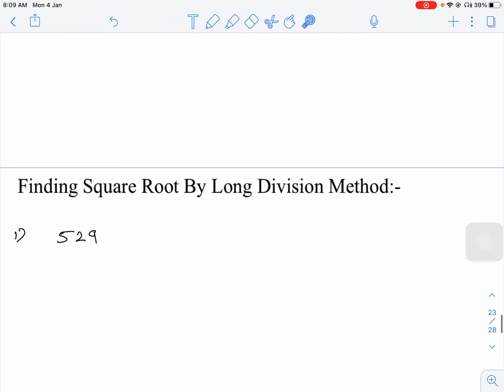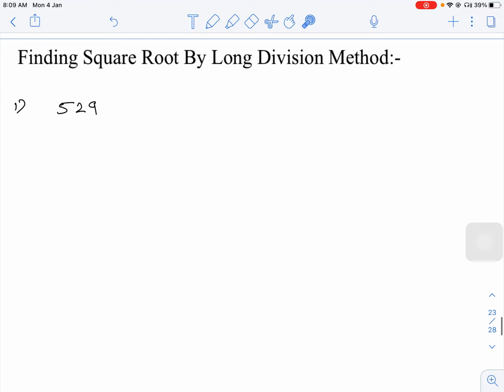Okay, now let us learn our next method, that is finding square root by long division method. Our first example is: find the square root of 529 by long division method. For that, we will set it up in this way.